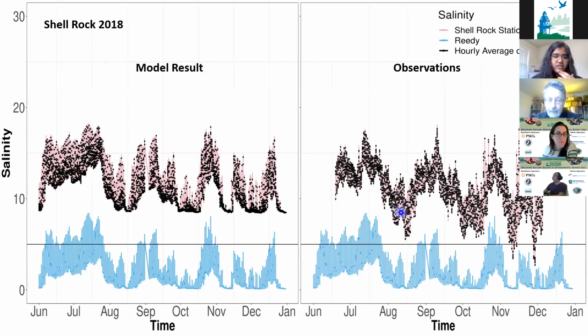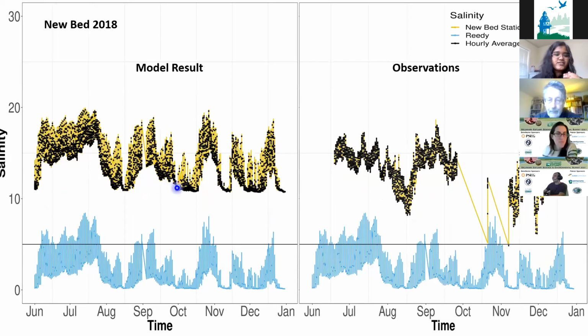For Shell Rock, it's a similar story as Coherency. There are at least 2 times when the salinity was below 5 and the model could not predict it. And for New Bed, fortunately for us, salinity is very high, so there are no occurrences of salinity below 5.